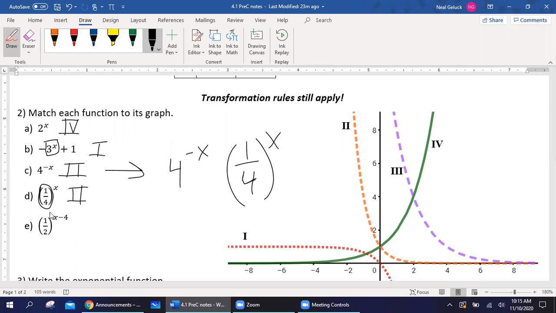And for the last one, letter E, so 1/2, so the base is between 0 and 1, so I'm thinking decay. X minus 4, that means shift to the right 4. So this would be a decay that's shifted to the right, so that would be graph 3. So exact same rules apply.